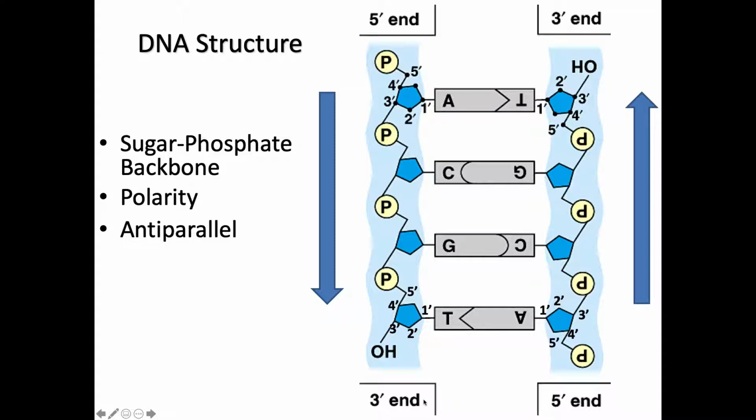Well, the other strand also goes from 5' to 3', but it'll go in the opposite direction. So we call that anti-parallel. So here, at this end of this strand, we have the fifth carbon right here with its phosphate group attached to it. And then here at the other end of that same strand, we have the hydroxyl group attached to the 3', the third carbon. And then polarity just means that the ends are different.